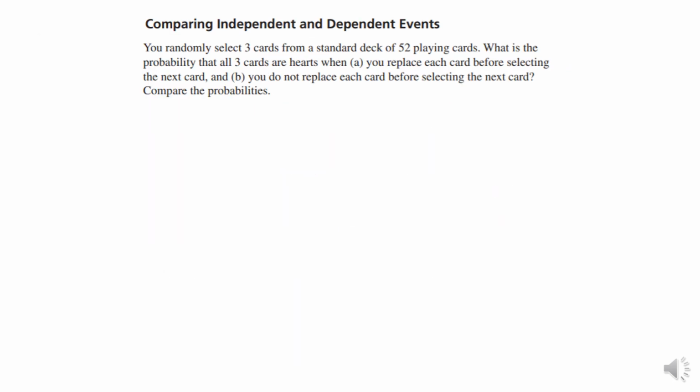All right, so now we're going to compare independent and dependent events. So you randomly select 3 cards from a standard deck of 52 playing cards. What is the probability that all 3 cards are hearts when you replace each card before selecting? That would make them independent, okay, because we're putting it back each time. Or B, you do not replace each card. That would make them dependent. Okay, so let's look at those.